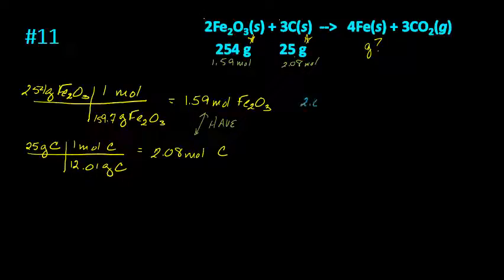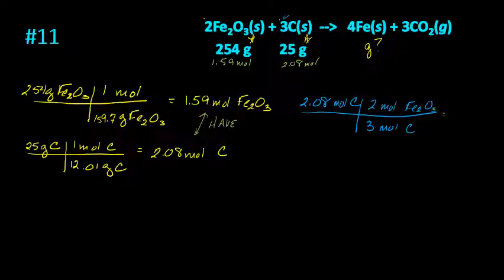So I'm going to do the 2.08 since that's still in my calculator. 2.08 moles of carbon. And we're going to use the mole relationship to find out what we need. So I have 3 moles of carbon to 2 moles of Fe2O3. So I end up with 1.39 moles of Fe2O3 needed.